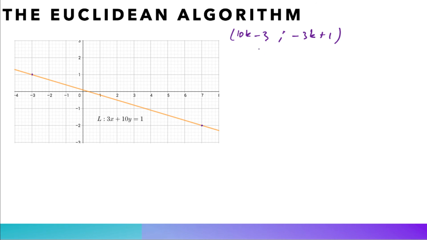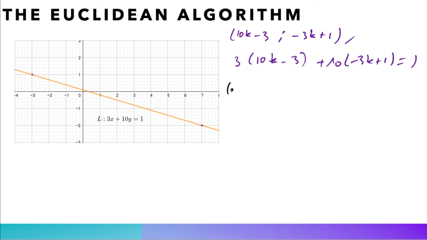And this is mainly because if you plug these coordinates into the equation of our line, you find that 3 times (10k minus 3) plus 10 times (minus 3k plus 1) is equal to 1. This formula gives infinitely many integral points on our line L. But the good question is, are all integral points on our line L of this form? The answer is yes, and is a consequence of the Gaussian lemma.